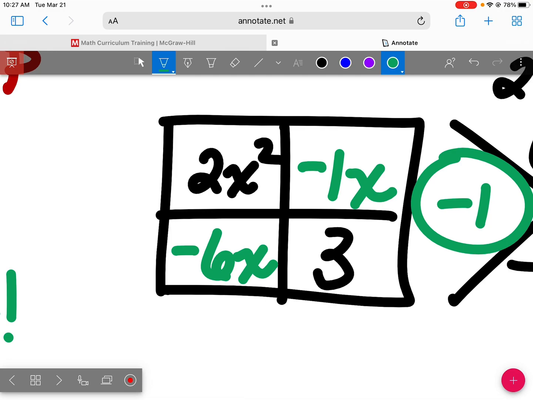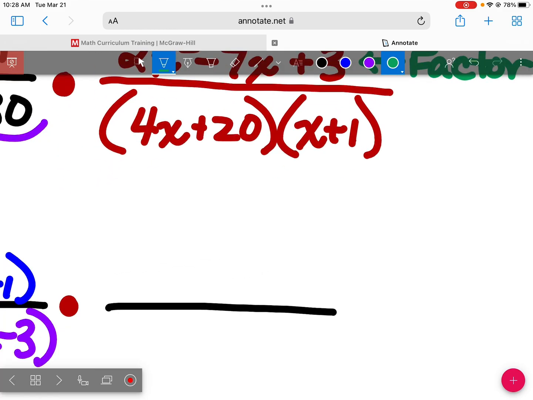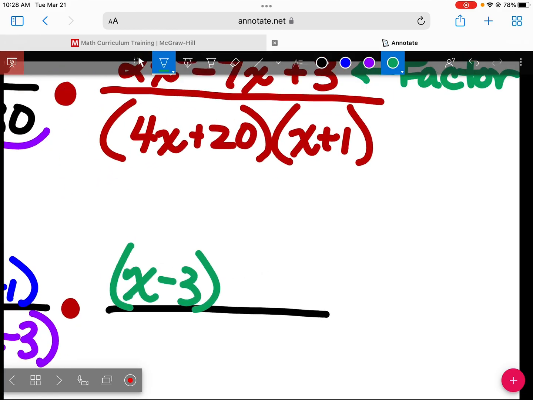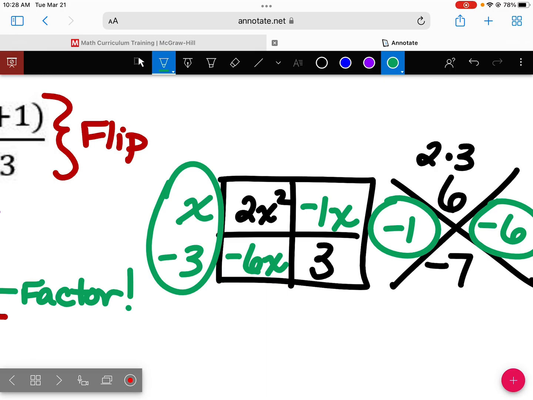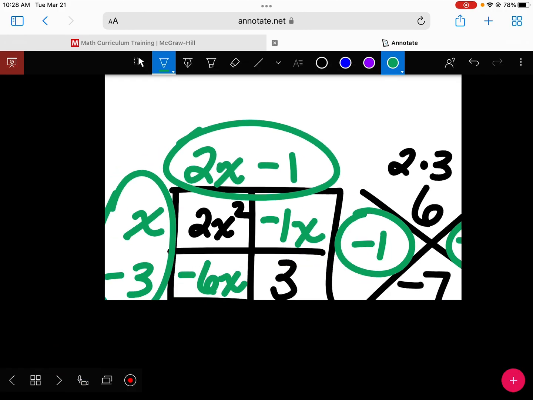2x squared and negative 1x, what do we have in common? We have x in common, right here. What about negative 6x and 3? 3. 6 doesn't go into both of those, but 3 does, and it has to be a negative because it's touching a negative box right there. So x minus 3 is a factor for that numerator. What about 2x squared and negative 6x? 2x, negative 1x and 3? Minus 1 or negative 1. So 2x minus 1.